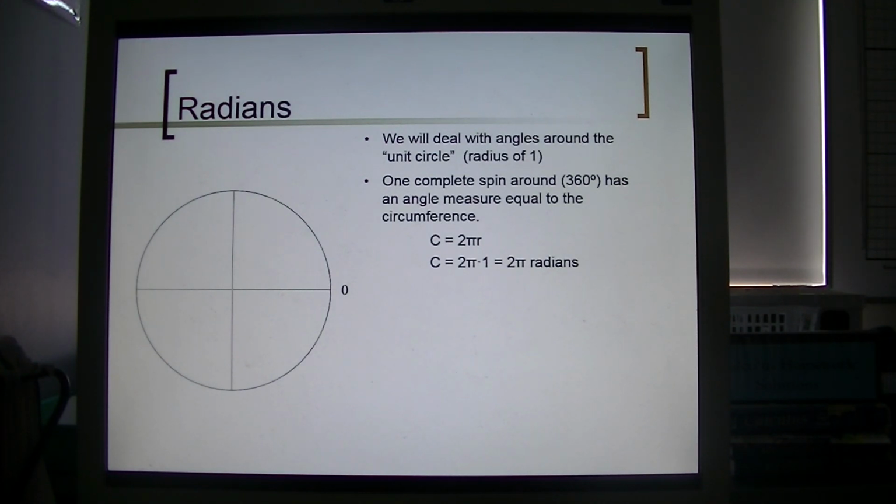Are we always dealing with the unit circle? Yes, we're always dealing with the unit circle. Radius will always be 1. Going all the way around is 2 pi radians. So we're starting at 0. If you go all the way around this thing, we can call that 2 pi radians.